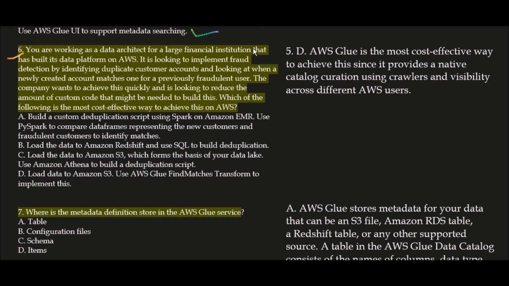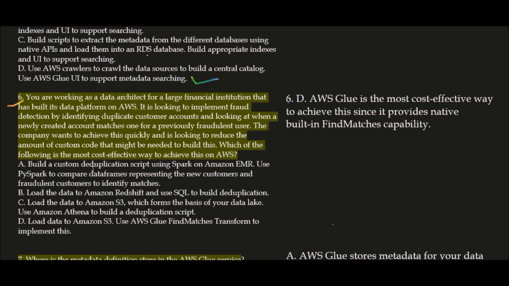Option A. Build a custom deduplication script using Spark on Amazon EMR. Use PySpark to compare data frames representing the new customers and fraudulent customers to identify matches. Option B. Load the data to Amazon Redshift and use SQL to build deduplication. Option C. Load the data to Amazon S3, which forms the basis of your data lake, and use Amazon Athena to build a deduplication script. And option D. Load data to Amazon S3, use AWS Glue find matches transform to implement this.